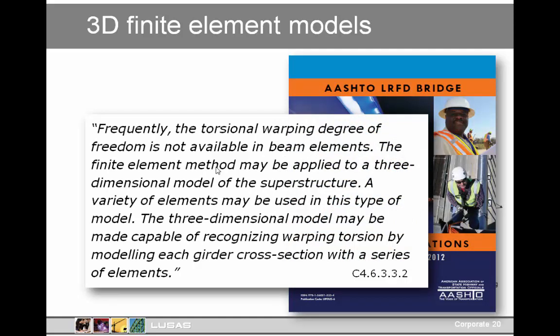That kind of 3D model is what the AASHTO commentary is describing when it says, frequently the torsional warping degree of freedom is not available in beam elements. The finite element method may be applied to a three-dimensional model of the superstructure. A variety of elements may be used in this type of model. The three-dimensional model may be made capable of recognizing warping torsion by modeling each girder cross-section with a series of elements. That kind of 3D model may be really important in rating.